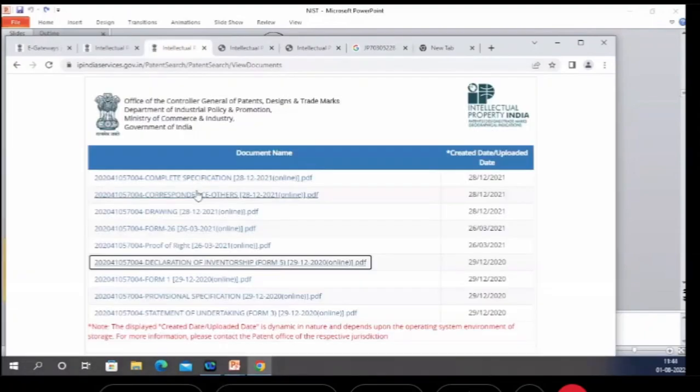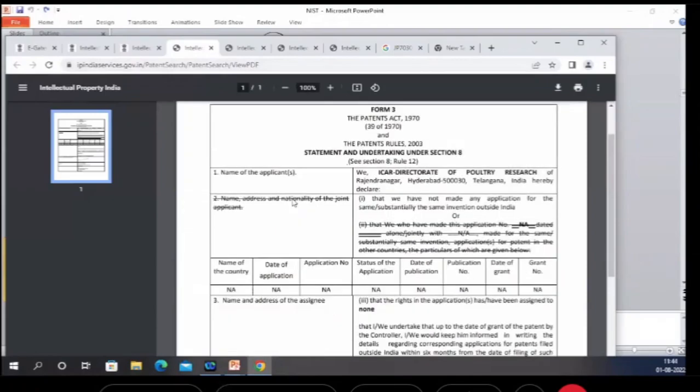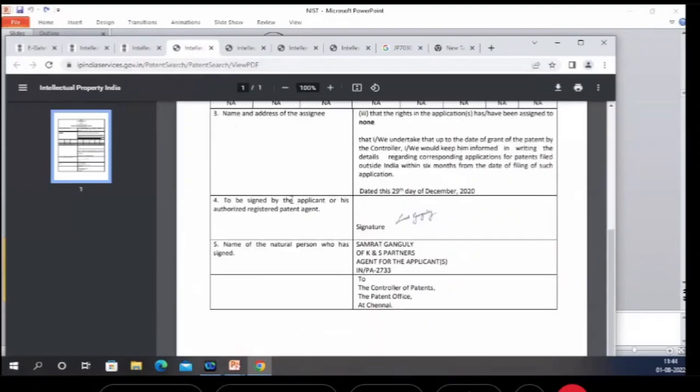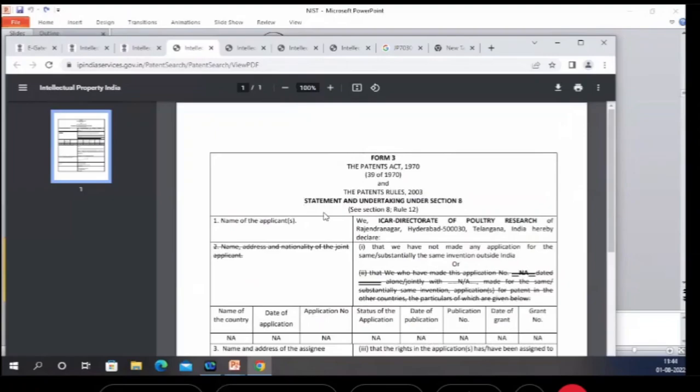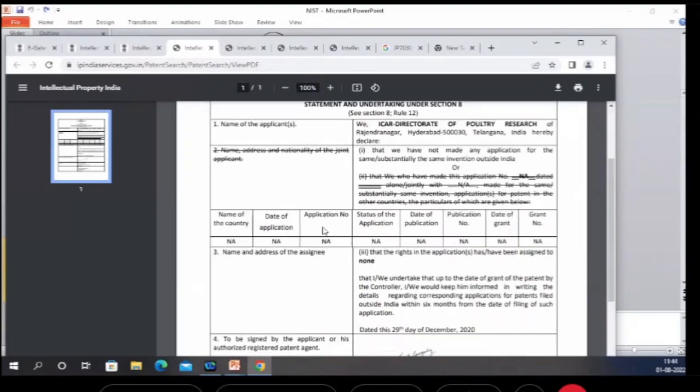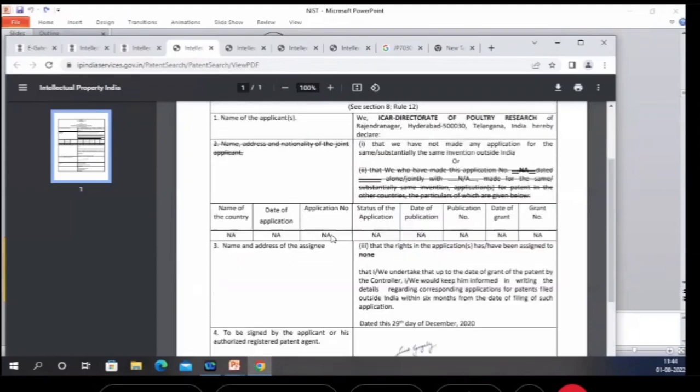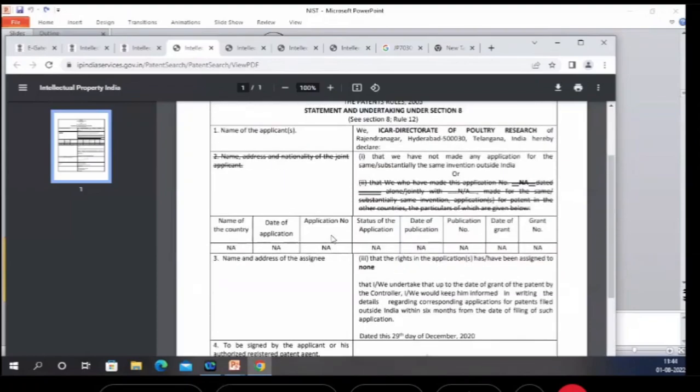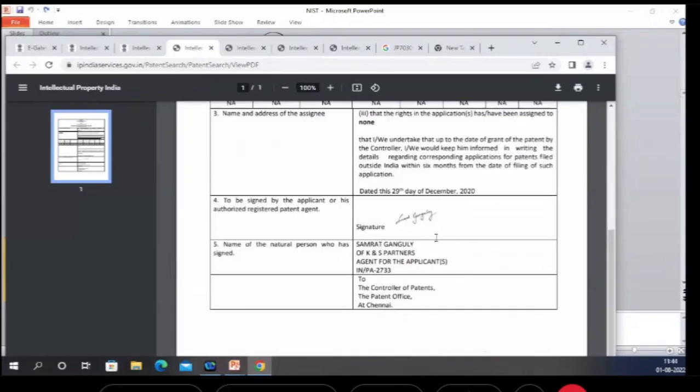I will show you all the forms. See, this is form 3. So form 3 is a declaration of inventorship. It's a one page form. So you have to declare that you haven't filed any application anywhere in the world except India. So this is the declaration. And if you have filed any application outside the country, you have to declare it here. So this is the basic declaration in form 3.